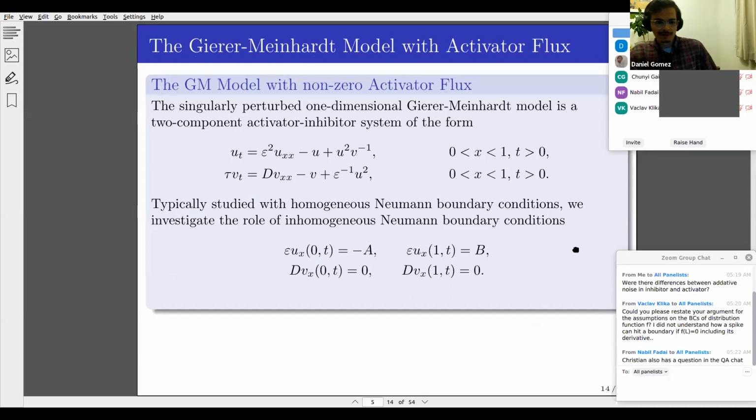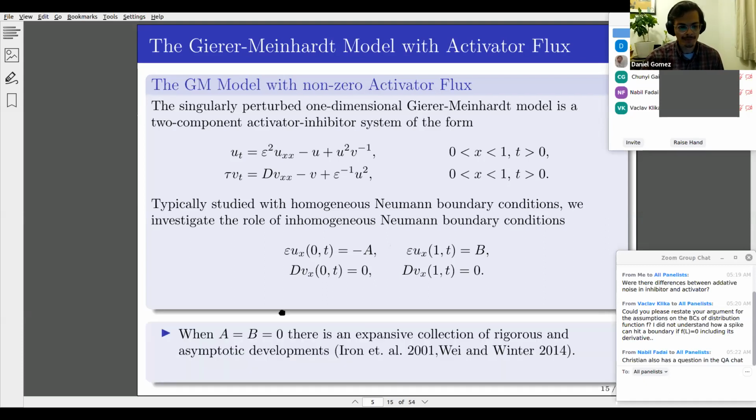So I'll be talking about the Gierer-Meinhardt model as well, and we're going to be studying the effects of an inhomogeneous boundary condition. A very brief comment on why we're going to work with the Gierer-Meinhardt model is that when there are homogeneous boundary conditions, there's a really, really large collection of work on the stability, the structure, the dynamics of multiple spike solutions. And so the Gierer-Meinhardt model specifically is a really nice place to test out new types of behavior.